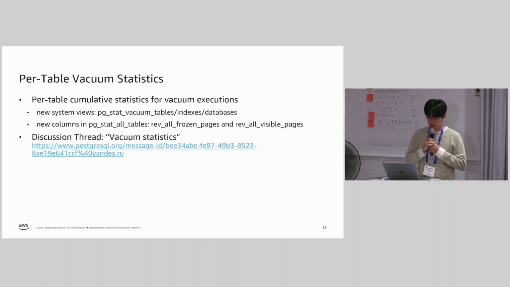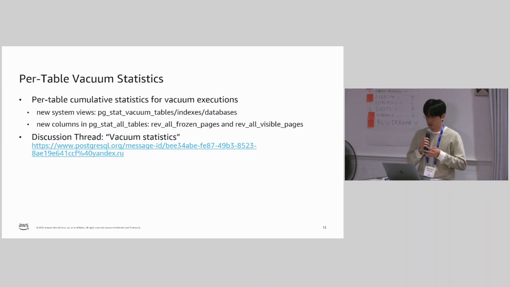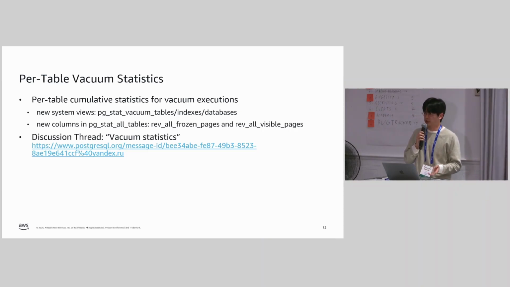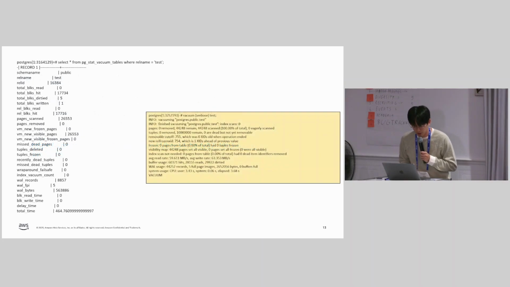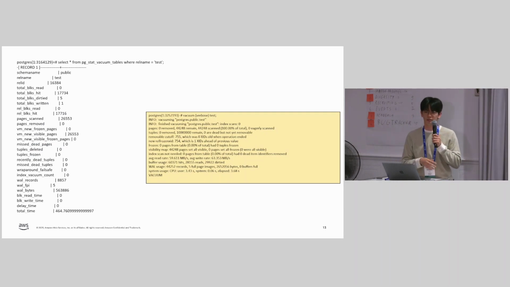And the second interesting feature proposed in the Postgres community is more statistics. We already have some statistics about the table, for example, number of indexes and number of dead tuples, but the idea is to collect more statistics related to vacuum. So the patch tries to introduce some new views, such as pg_stat_vacuum_tables, indexes, and databases. For example, pg_stat_vacuum_tables shows something like this. This is output I just tried last week.